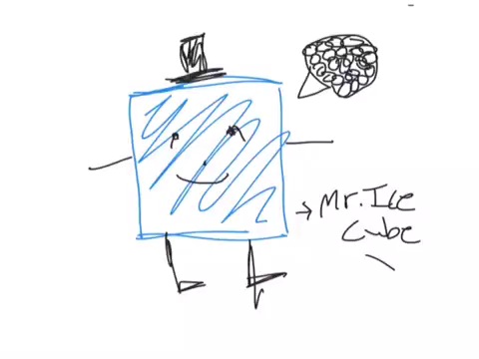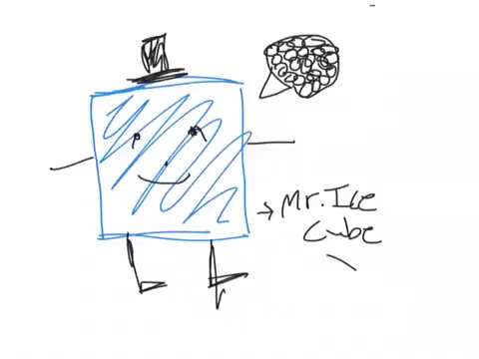This is Mr. Ice Cube. Mr. Ice Cube goes outside and decides to find a hot plate. Right now, Mr. Ice Cube does not have much intermolecular distance, and the molecules inside of him are very tightly packed, as you can see here. They are moving extremely slowly around him because he's a solid.